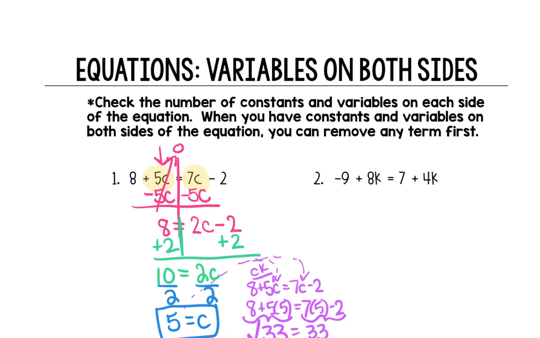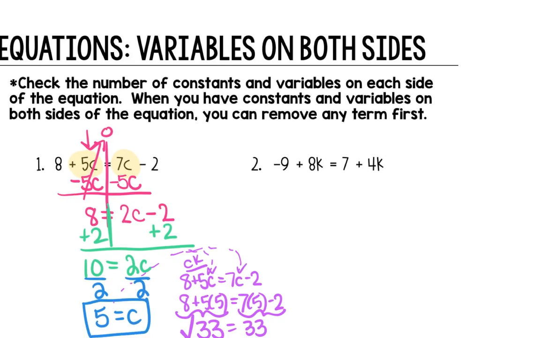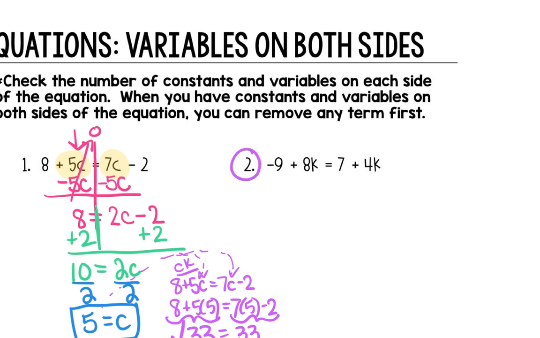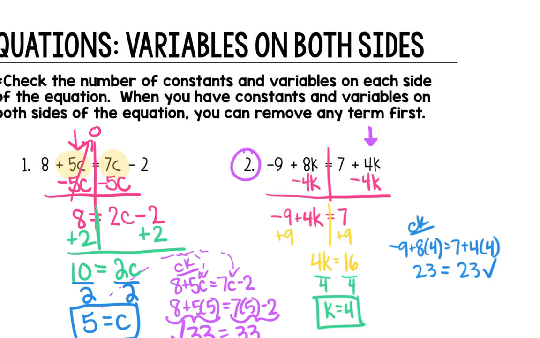So what I want you to do is try number 2 on your own. Remember, variables to one side, constants to the other. I always start with the variable, the side that has the smaller number of that variable, and I'm going to undo that there. So here we have our answer.